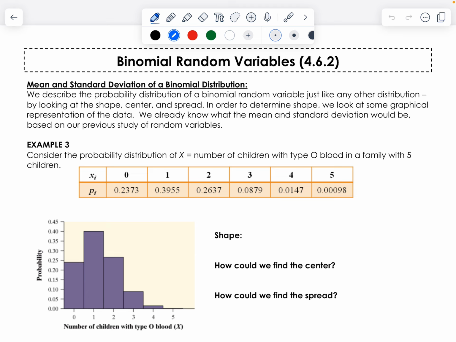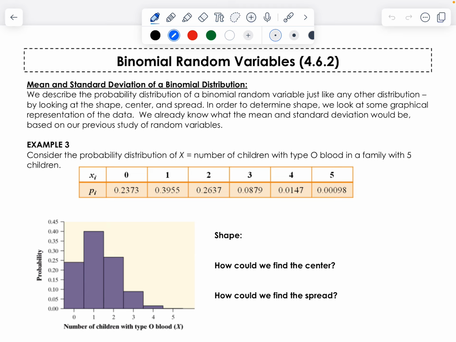This actually worked out okay for us because today's lesson is brief and fairly simple. So you will want a formula sheet. You might press pause and go get a formula sheet because we're going to use the formulas to find the mean and the standard deviation of a binomial random variable.